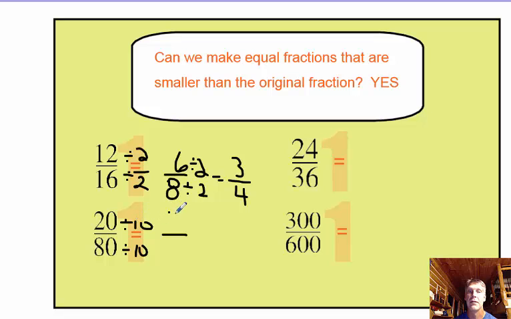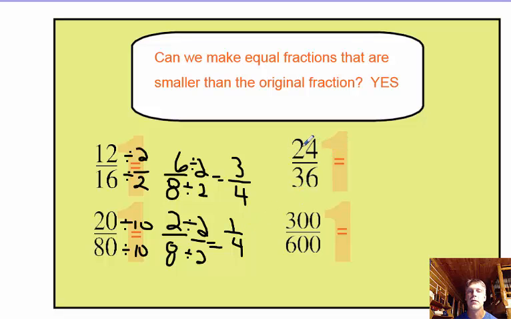20 divided by 10, 2. 80 divided by 10, 8. But don't stop. Look, they're both even again, just like up above. So let's take out that 2. And now I get 1/4. So 20/80 is really 1/4 in simplest form.